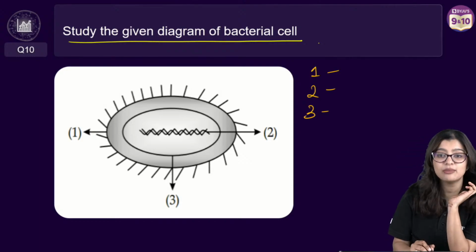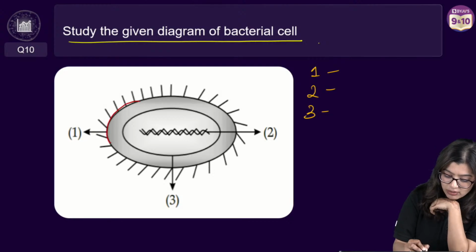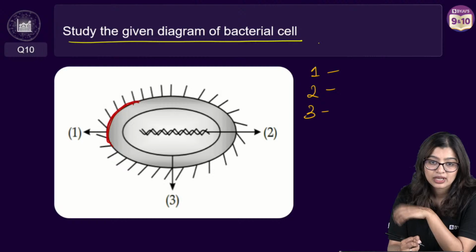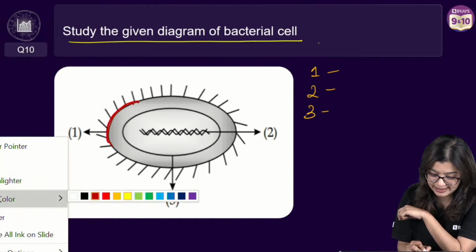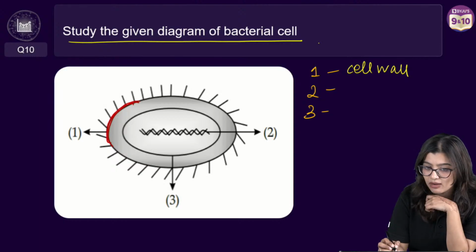What is the outermost? Oh, Shaurya, okay, I will keep that in mind. See, 1 is pointing towards the outermost covering. What is the outermost covering? Yes, the outermost covering that is there is going to be the cell wall, right? Outermost covering is cell wall.